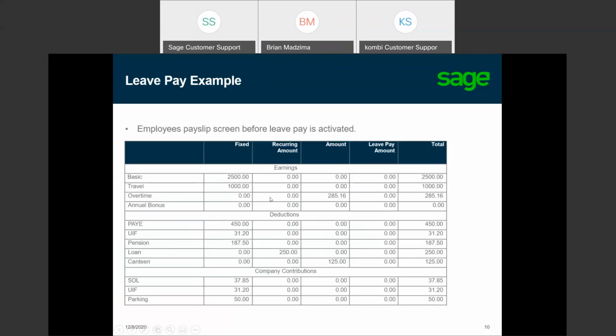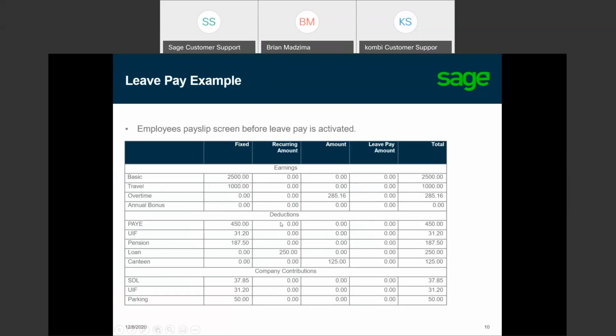So let's have a look at the employee's payslip screen before leave pay is activated. From our example, that would be what the payslip looks like in the week ending the 14th of December. So we have our basic salary of 2,500, our travel allowance of 1,000. Then we have an overtime amount there, no annual bonus processed.